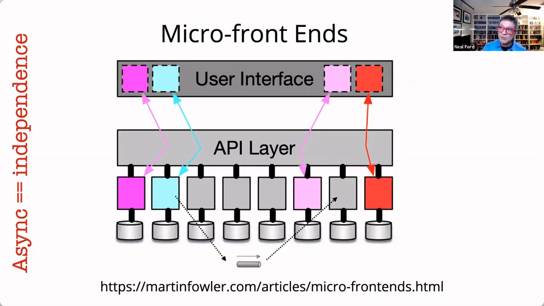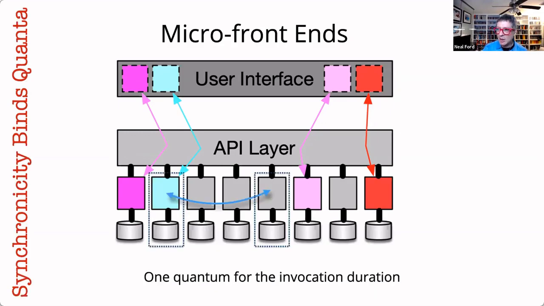For example, even with something like micro front ends, if I have two quanta that call each other asynchronously, they can be completely independent from one another. But if they call each other synchronously, they are temporarily bound together during that call because they need to have matching architecture characteristics, or at least close.